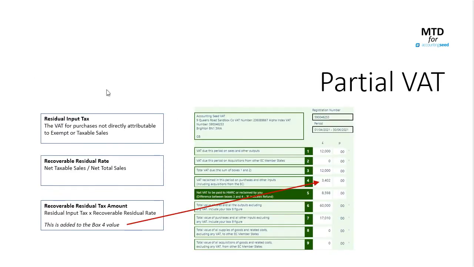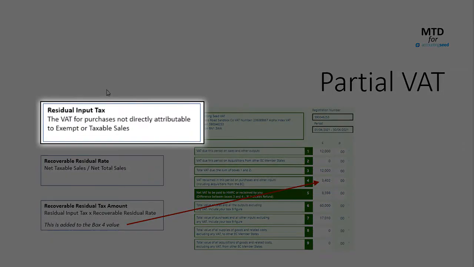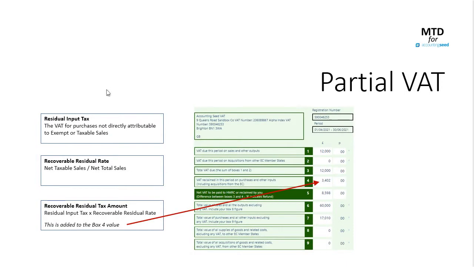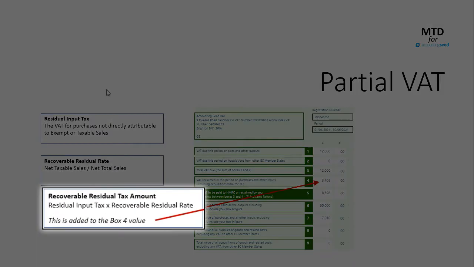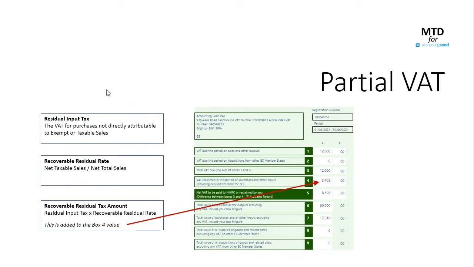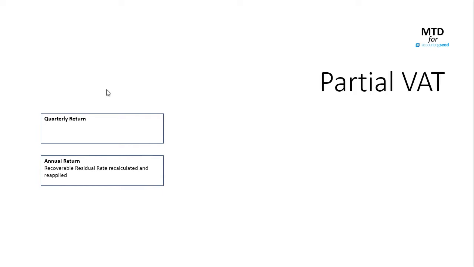To calculate the partial VAT, first we calculate the VAT that was not directly attributable to either exempt or taxable sales. This is called the residual input tax. Then we calculate the proportion that can be recovered from the sales figures, the recoverable residual rate, and calculate the recoverable residual tax amount, which can be added to box 4. These calculations are applied quarterly, but then recalculated using figures for the whole year on an annual basis.